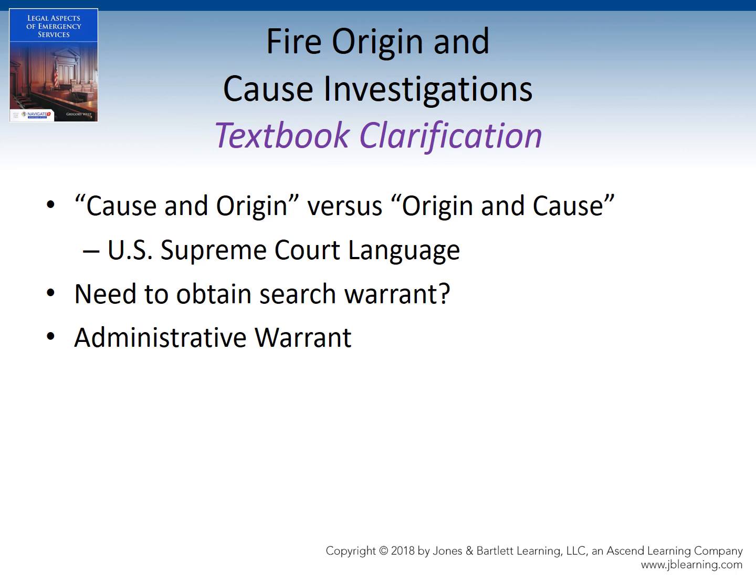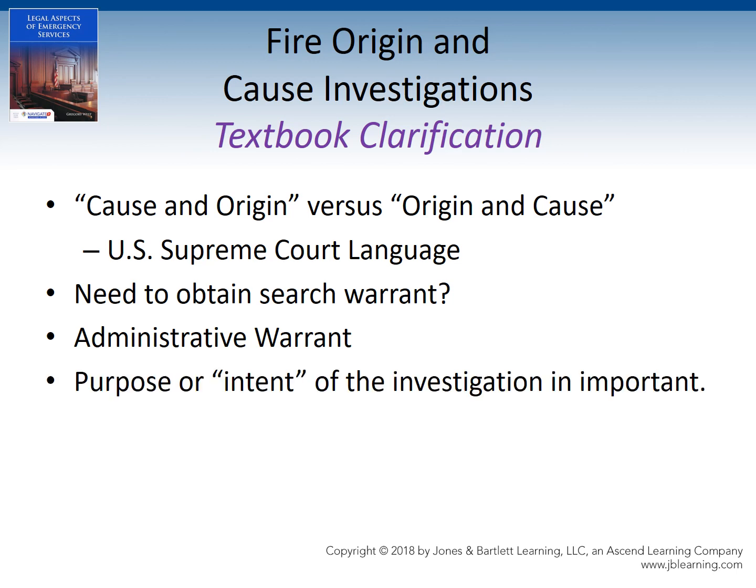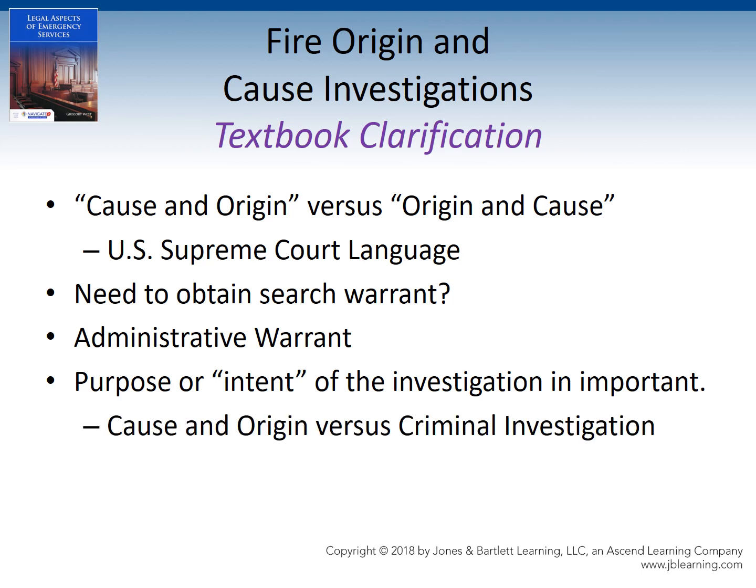For the time being, however, the court recognized that administrative warrants serve a specific purpose and, once evidence of a crime is discovered, that purpose changes, which necessitates the need to obtain a criminal search warrant. Part of the court's decision also identified the purpose of the investigation and recognized the need for a criminal search warrant once it was clear to the investigator that a crime had probably occurred and the investigation changed from a cause and origin investigation to a criminal investigation.